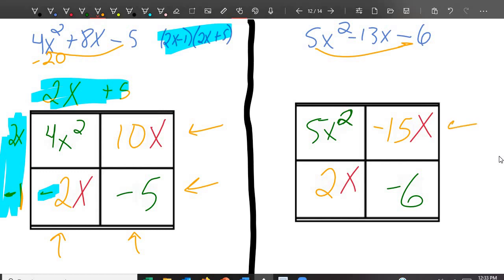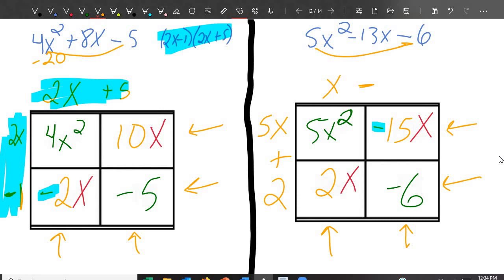So the first row, 5 and 15 are both divisible by 5, and then we're going to take out an x. This row, they're both divisible by 2, so we take out a 2, and it's a positive 2. Now this column, the only thing they have in common is an x, so we can factor out an x. Now this one, you got to be careful because it's tricky. There's a minus sign here. So when I factor this, my GCF will be a minus.